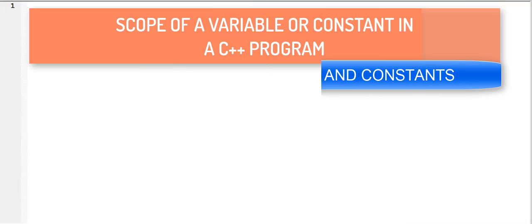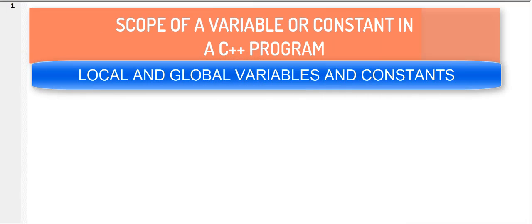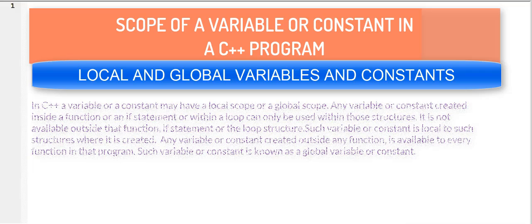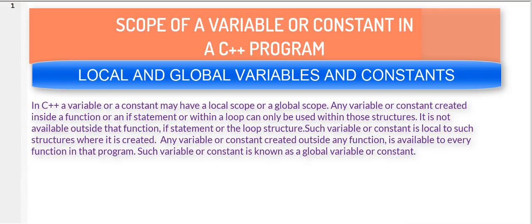Class, in this video we will take a look at the concept of local and global, meaning a variable or a constant can be local to a function, local to an if structure, local to a loop, or it can be global, meaning it is available to the whole program, right? So let me demonstrate how this is done.